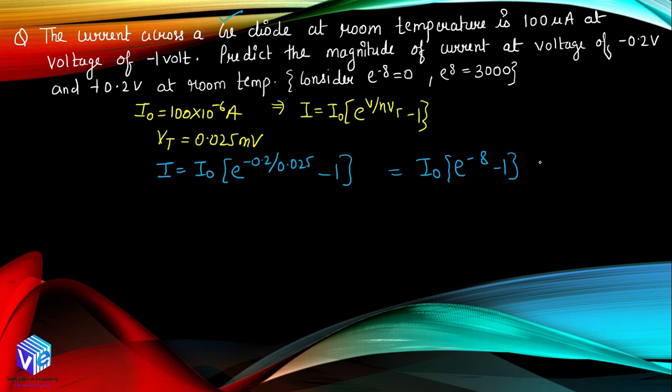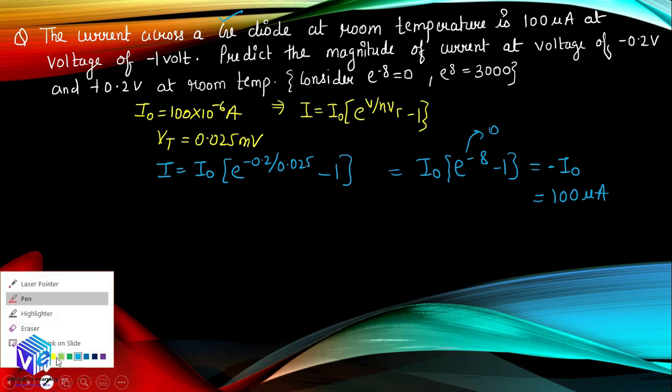So I can directly equate it to I naught, because e raised to power minus 8 is 0. So we will have minus I naught, right? So the current will be equal to minus 100 microampere. So the first condition is solved: the current is 100 microampere in magnitude.